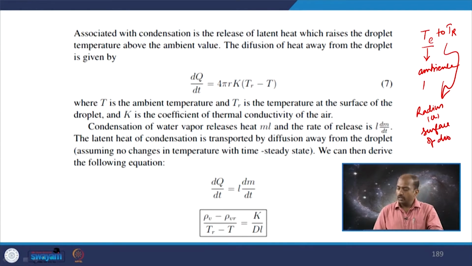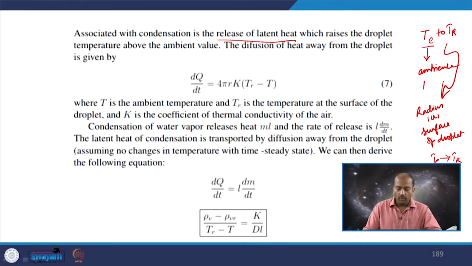So, why is the temperature different between these two places? What is the physical process that is happening? In order to understand this, when the condensation happens, release of latent heat is of course there. When the condensation happens, latent heat is released and this heat is attributed to the droplet, which raises the temperature from, let us say, T e to T r above the ambient value.